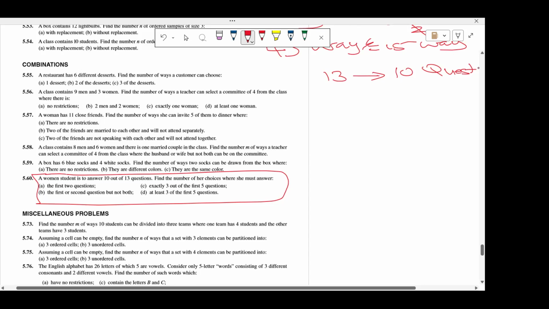Tell me. Here there are no repetitions, right? If we say one question, she needs to provide the answer, so there are no repetitions. Also, this is not a permutation, right? You need to select one question, then you need to answer. Now tell me, from these 13 questions, how many ways can she select 10 questions? 13C10, right? Did you understand?